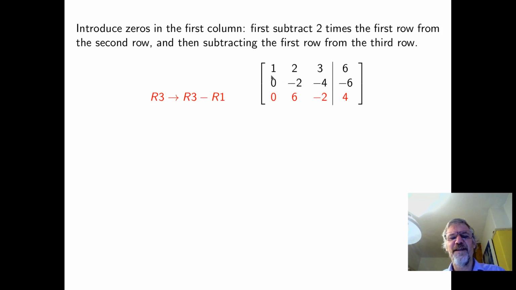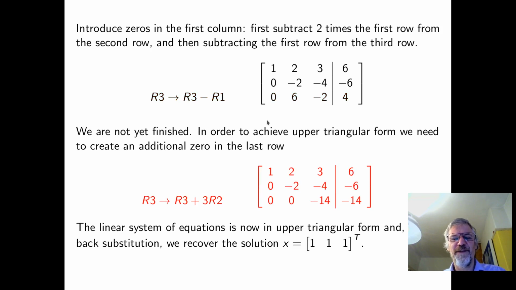Okay, so now I've got those two zeros, and I've got the first column sorted out. My next target is to get rid of that 6, and I'm going to do that by adding 3 times this row. I'm using the second row because it doesn't interfere with the 0 I've already got. That makes that 0, and of course changes the others. So for example, -2 plus 3 times -4, so -2 minus 12 is -14, and so on.